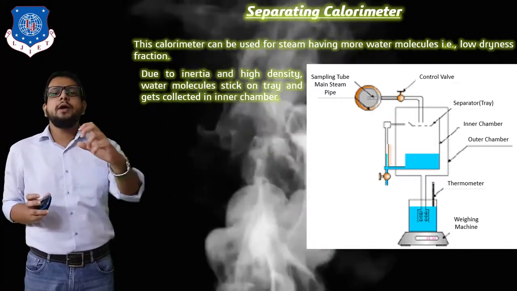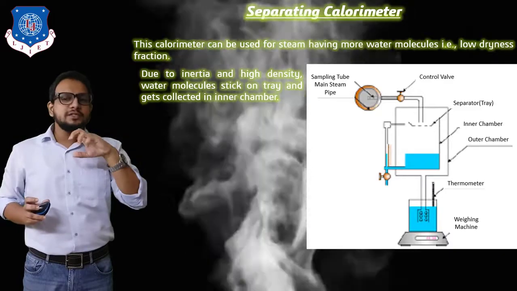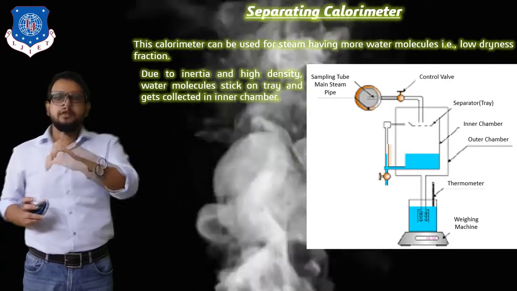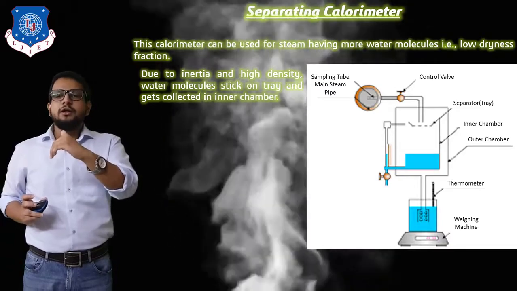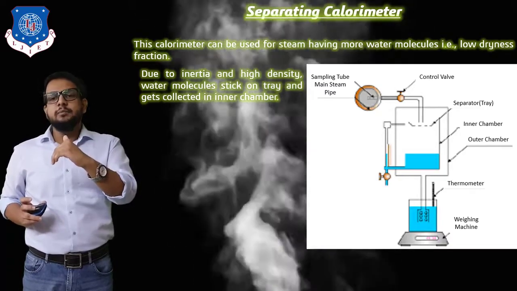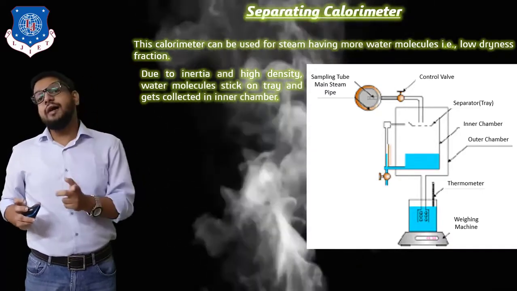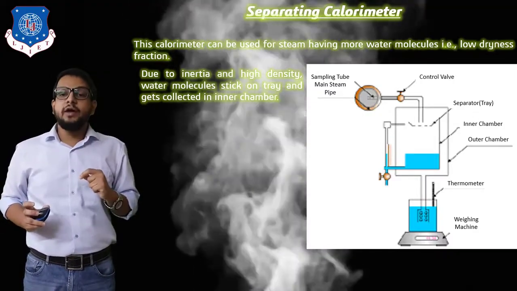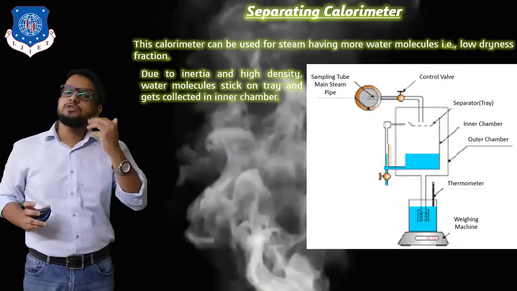First of all we are going to open the control valve. As soon as the control valve is open, wet steam will directly flow and enter into the chamber. As soon as it enters the chamber, it is going to first strike the separator, that is, the tray which is provided. Now as it strikes the separator, what is going to happen?